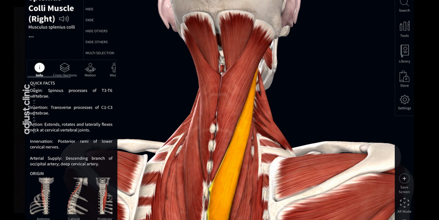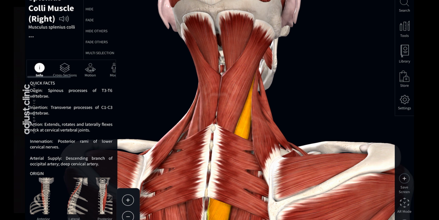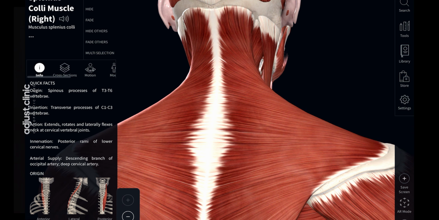Splenius capitis, splenius cervicis. So if you've got some irritation in the neck, maybe from a fresh injury, that can cause a burning pain, but it won't last as long as an injury to the ligaments in the neck. The ligaments in the neck can take up to 12 months to heal, a long time to heal. But the muscles in the neck can take maybe a week or two to heal if you injure them. But they'll be very painful if that happens.